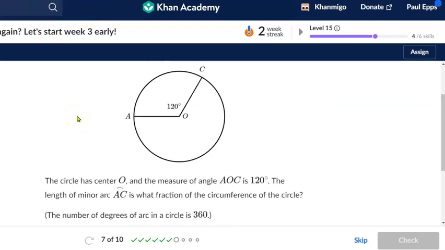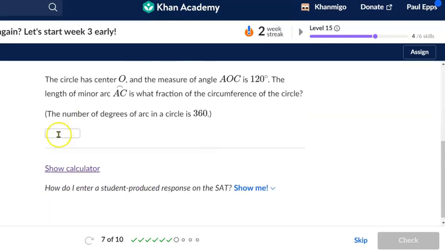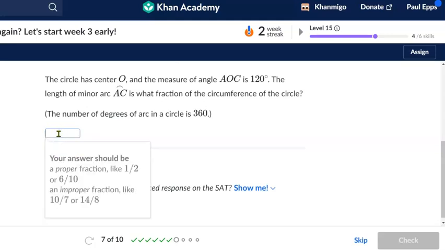A circle has center O and the measure of angle AOC is 120 degrees. The length of minor arc AC is what fraction of the circumference of the circle? The number of degrees in a circle is 360. Well then, divide 120 by 360. That's a third. Oh, we have to enter it. Okay, 1/3.